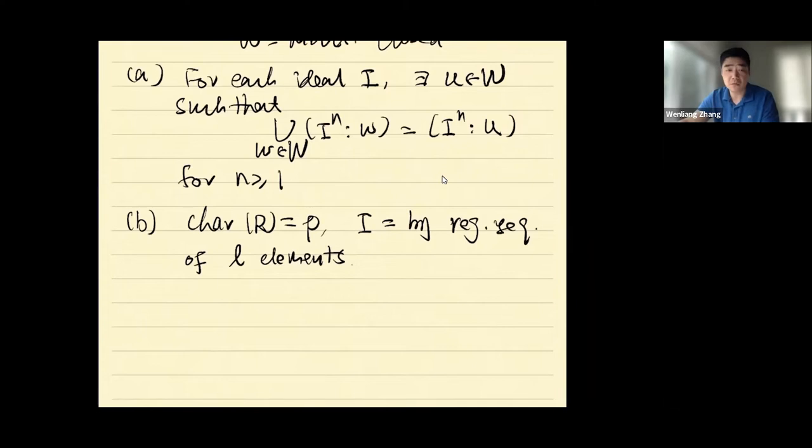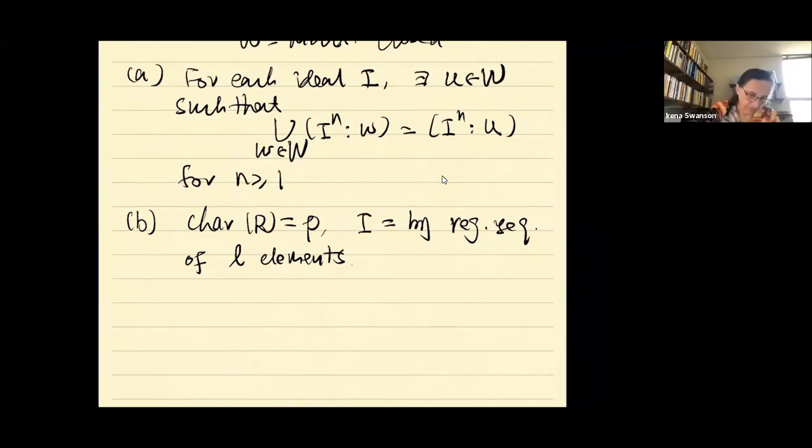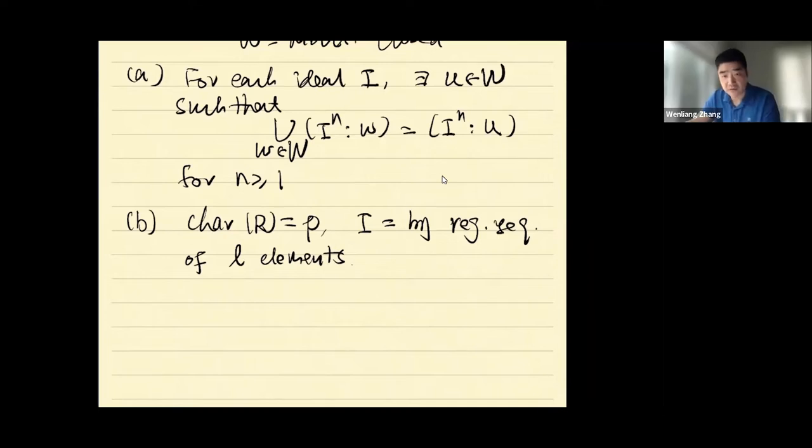Okay. So that's a crucial part. All right. So in part B, we are assuming now we are in characteristic P and I is generated by a regular sequence of L elements.